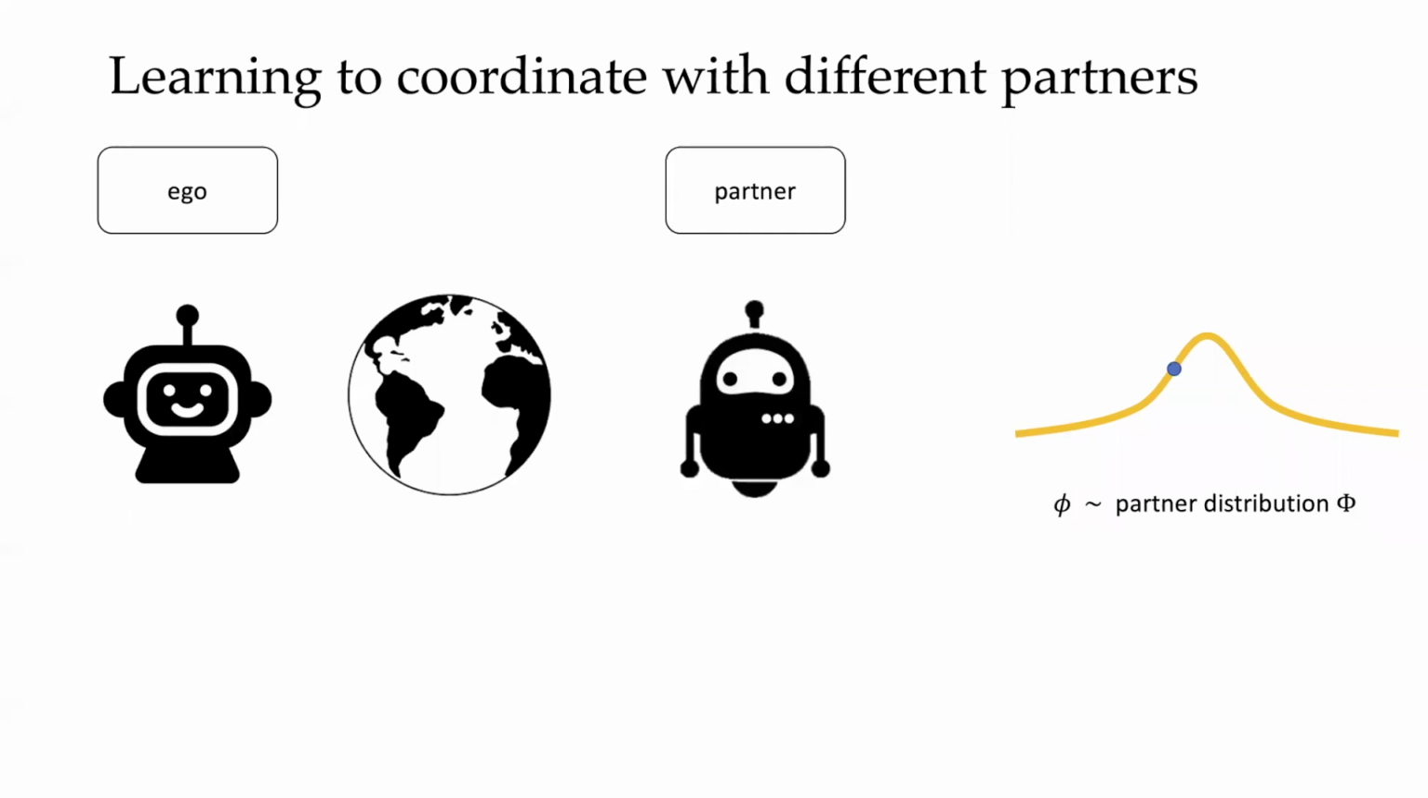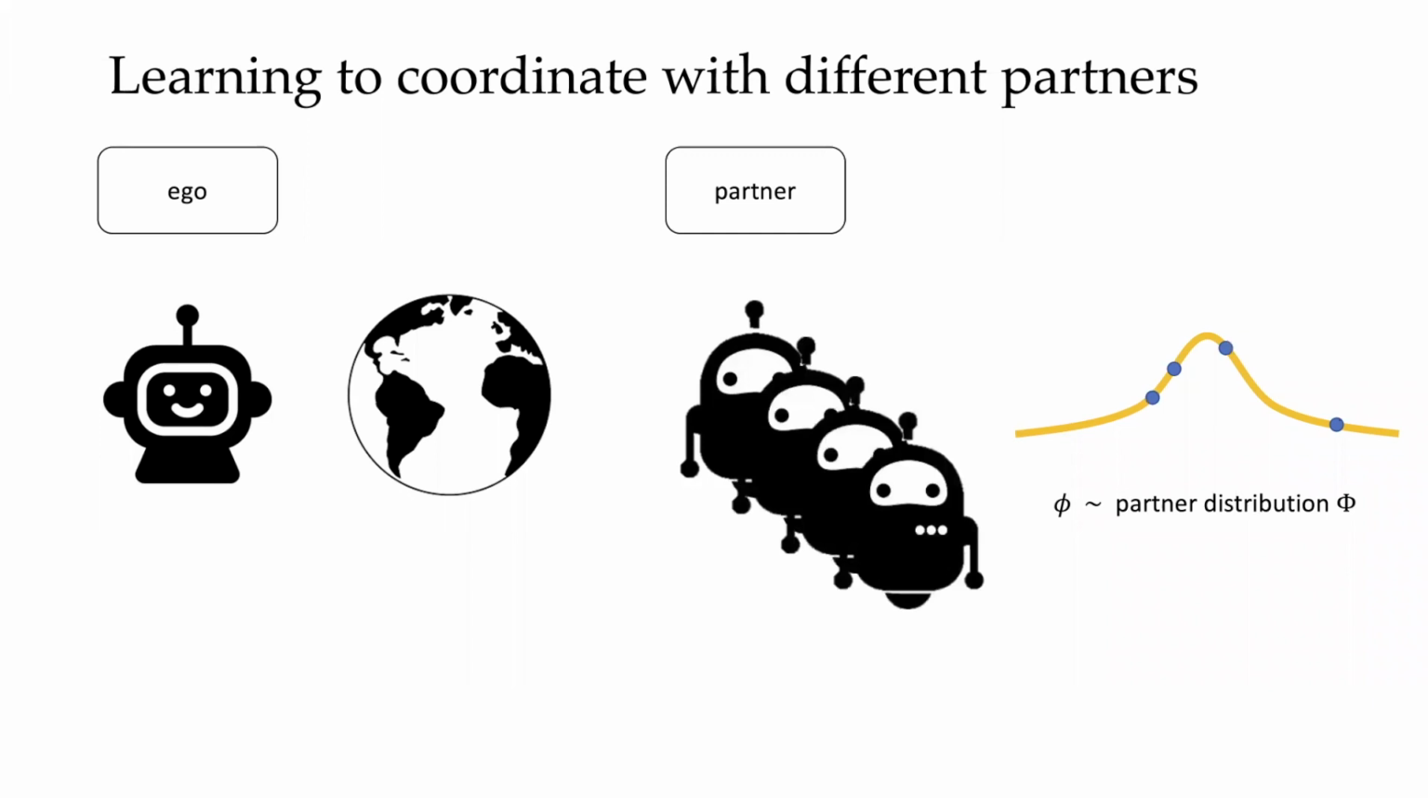When faced with a new partner at test time, we want to adapt as quickly as possible. In other words, there's some unknown but fixed partner distribution phi, and we can think of each partner as a draw from this distribution. The goal is to learn an ego agent that can adapt quickly to different partners from this distribution. This task is challenging because the partner policies can be very different, and there may not exist a single static ego policy that's compatible with all of the partners.